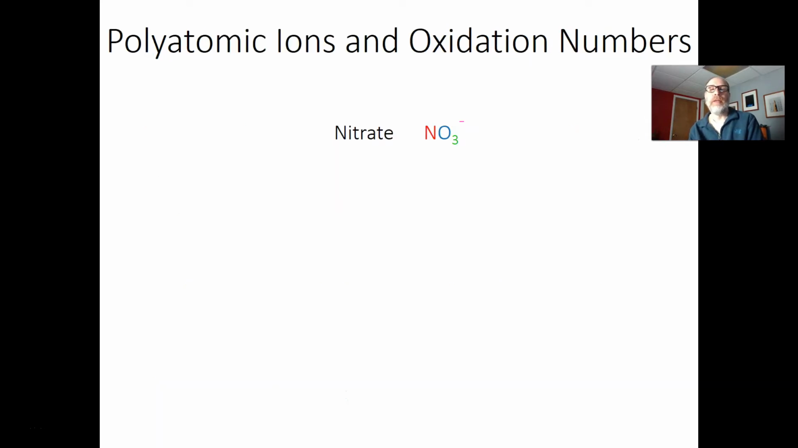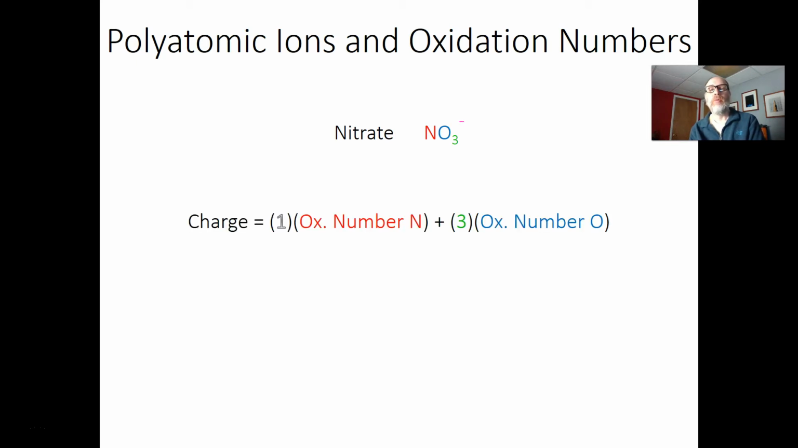So we're going to look at nitrate. Now, when we look at this, we have 1 nitrogen and 3 oxygen atoms. And you might say, okay, well, oxygen from the periodic table is -2 and nitrogen is -3, but it doesn't work like that. Oxygen we'll be able to find that way, but nitrogen we can't. So remember first, our first step is that all the oxidation numbers of all the different elements have to add up to be whatever the charge of that ion would be. So for nitrate, that's -1.